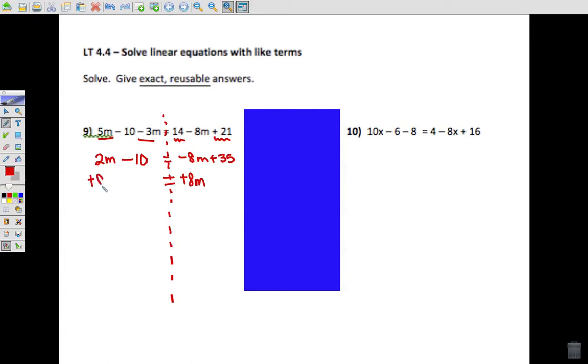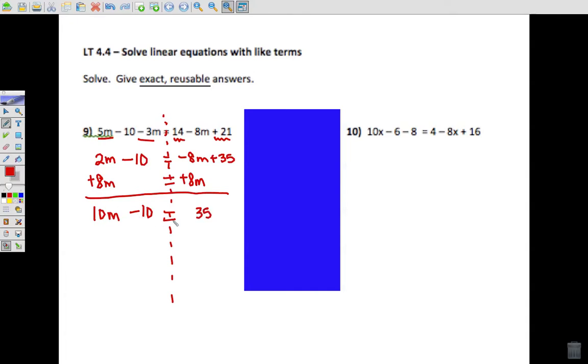So then I'm going to add 8m here. And yes, you have to have the m's on these. You're not just adding 8. You're adding 8m. So 2m plus 8m gives me 10m. Bring down my minus 10 equals a positive 35.